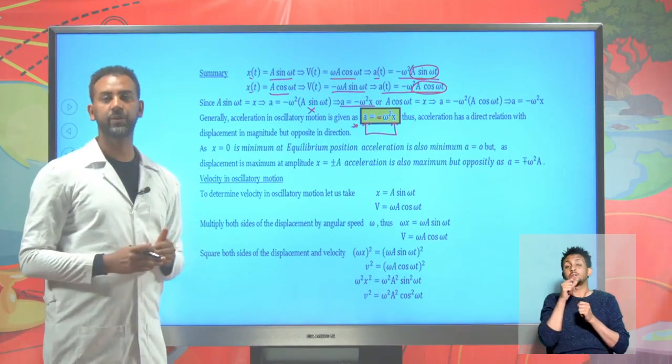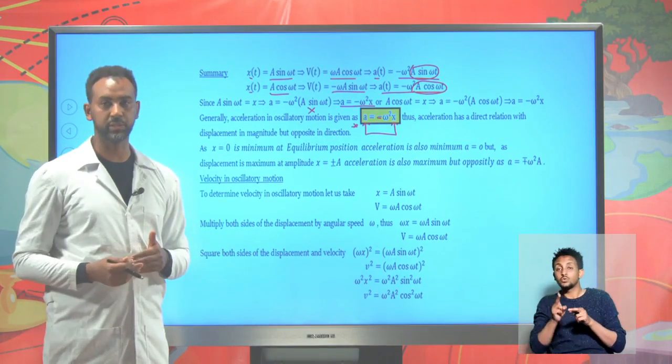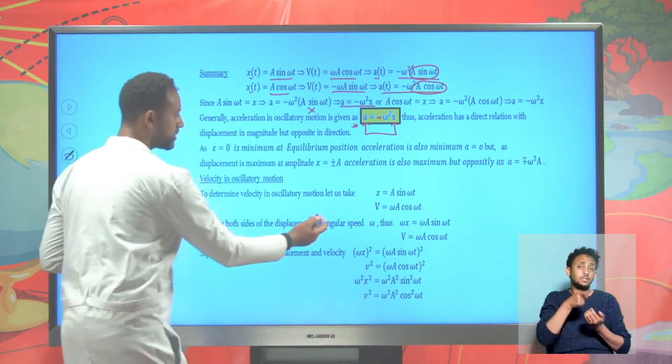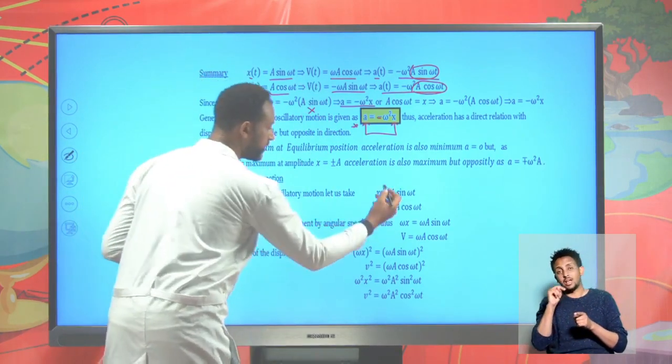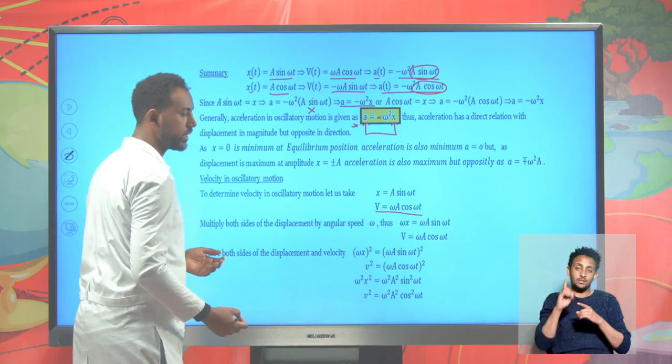And it's also possible to find a relation between velocity and displacement. How? It's possible to use x equals a sine omega t, the previous one. If you differentiate it, you can find it to be omega a cos omega t.